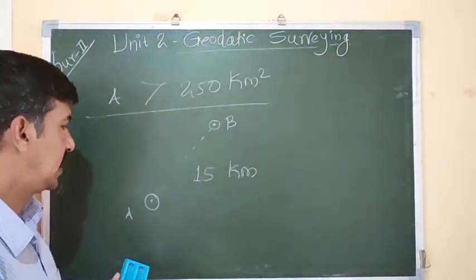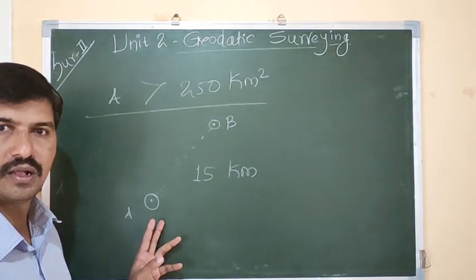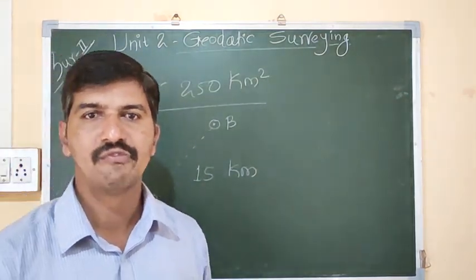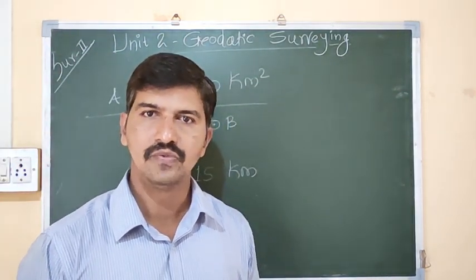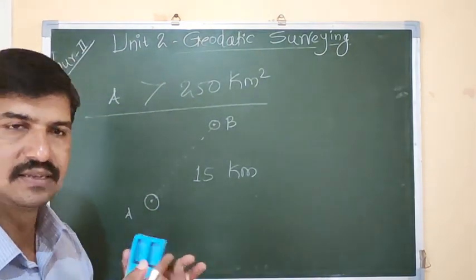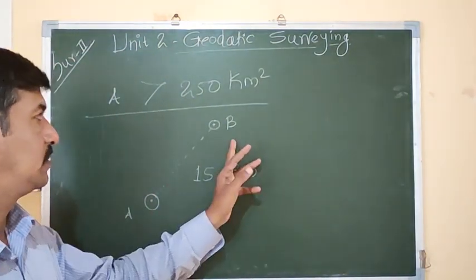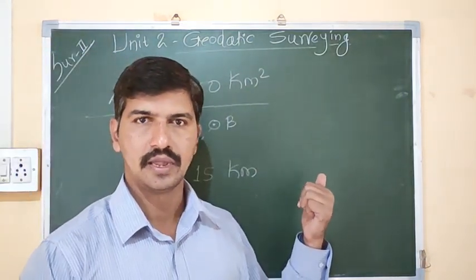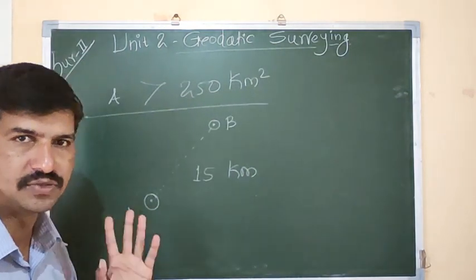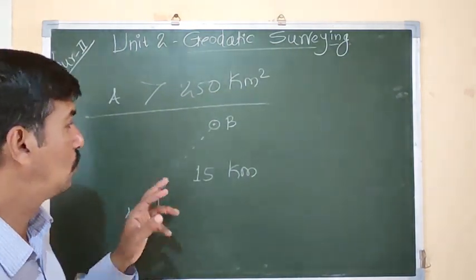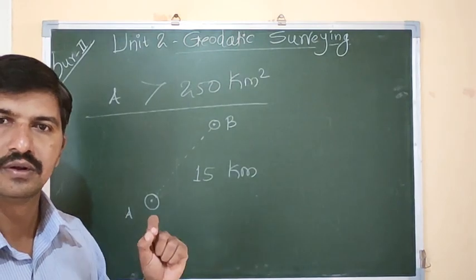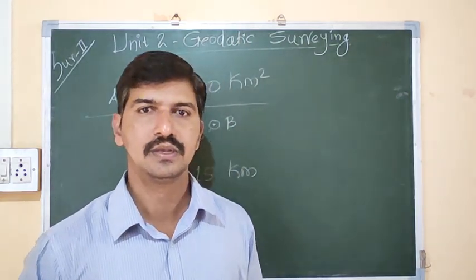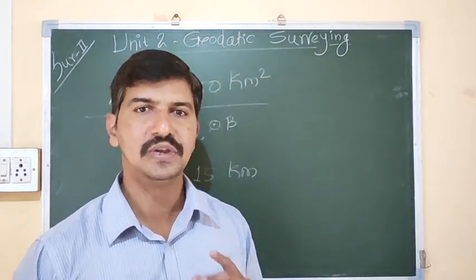Please consider that point A has some dense population and point B again has some forest kind of area. So we are unable to visualize point A and point B. From point A, point B is not visible, and from point B, A is not visible. So in this case, how can one measure this distance of 15 km? It is quite impossible. It is quite difficult to measure this distance.